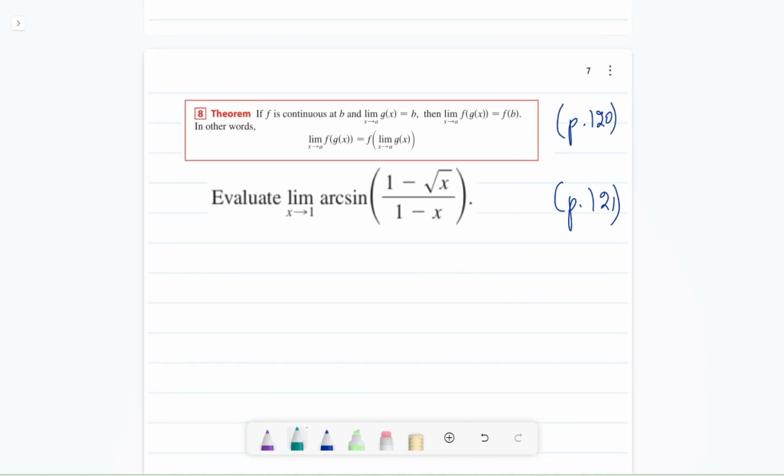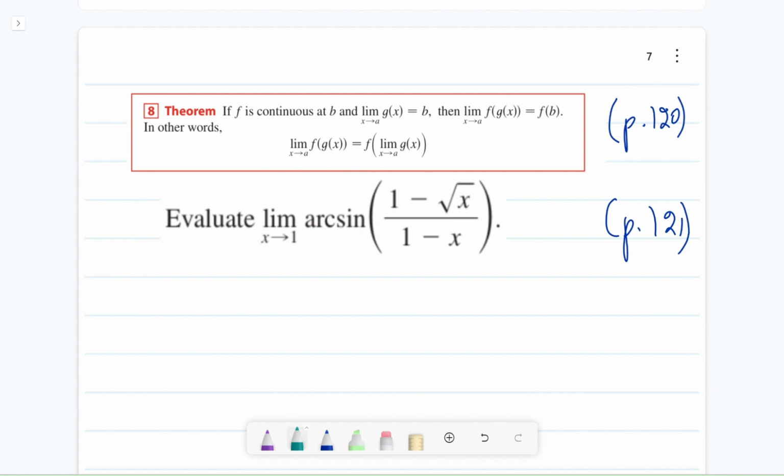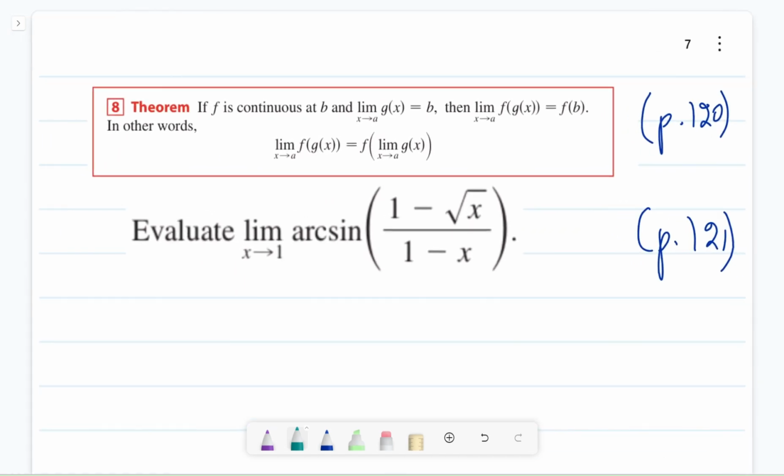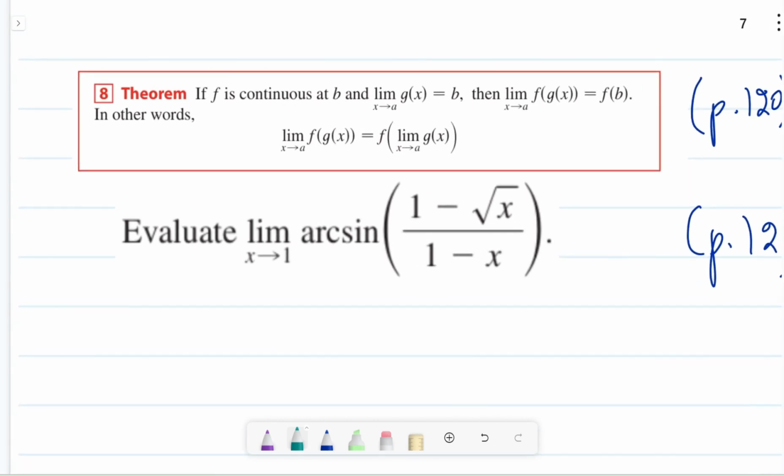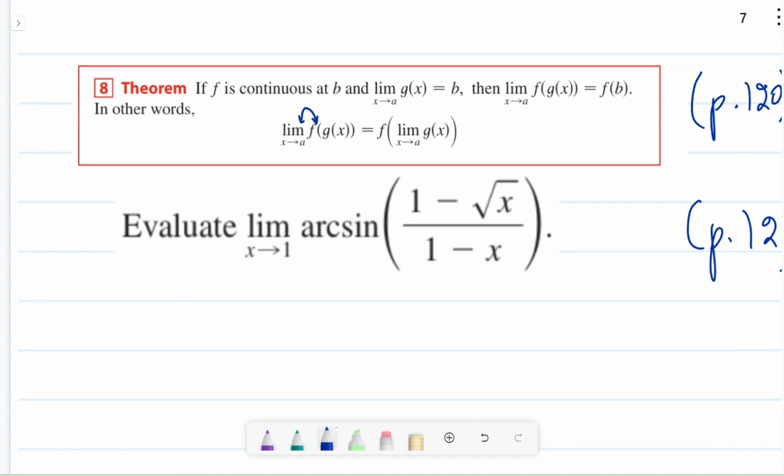Now let's move on to this theorem. If f is continuous at b and the limit of g of x as x approaches a is equal to b, then the limit of f of g of x as x approaches a is equal to f of b. In other words, the limit of f of g of x as x approaches a is equal to f of the limit of g of x as x approaches a. Basically, what we are saying is we can switch the limit and f. Let's look at an example to make this clear.